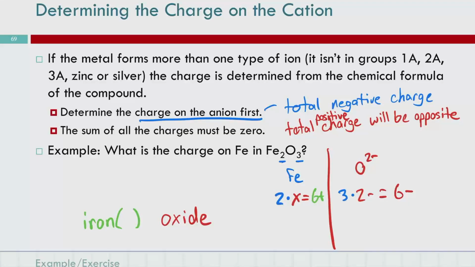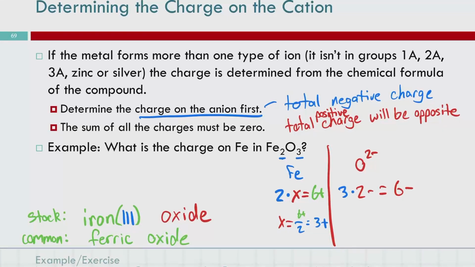It's going to be 3 plus. So this is going to be x equals, we'll do the whole thing, 6 plus over 2, which is 3 plus, so iron 3 oxide. This is one of the names. We also have the common name version, which would be ferric oxide. So our stock naming and our common naming: iron 3 oxide, ferric oxide.